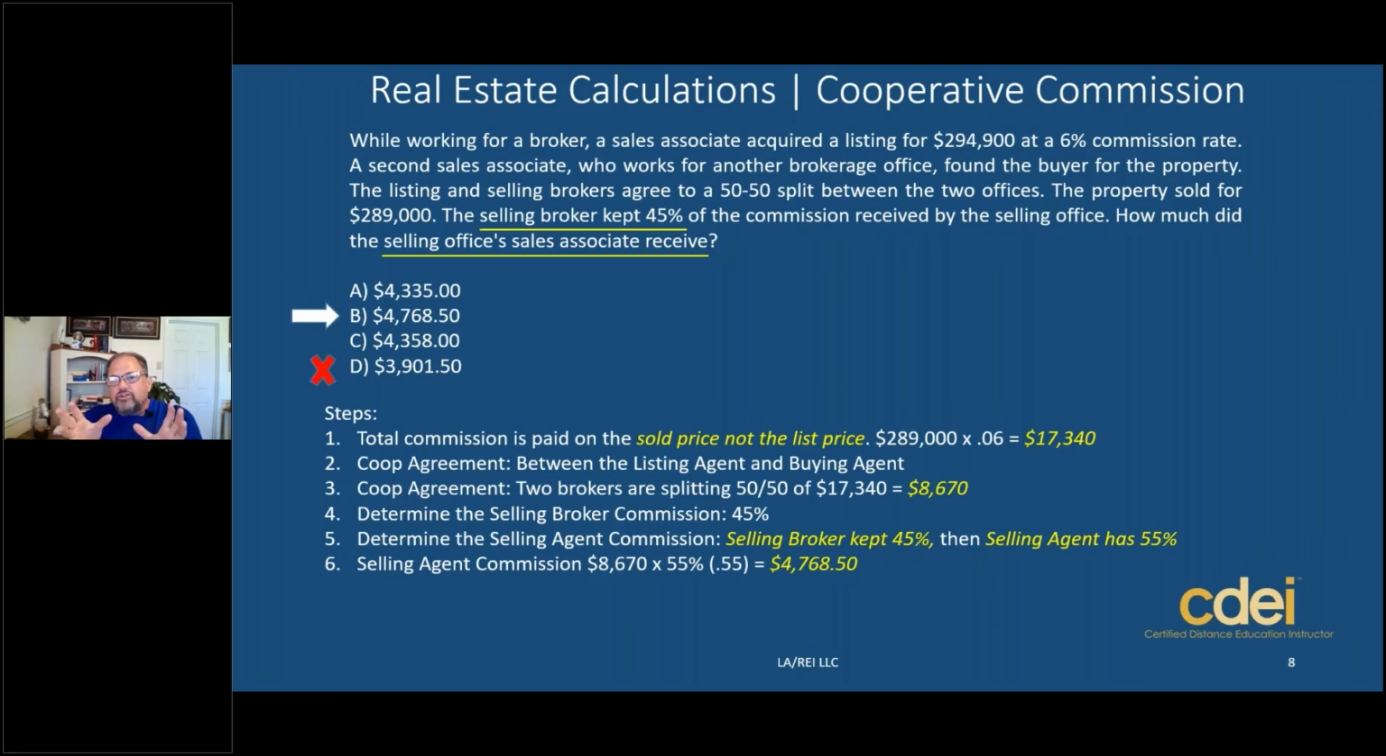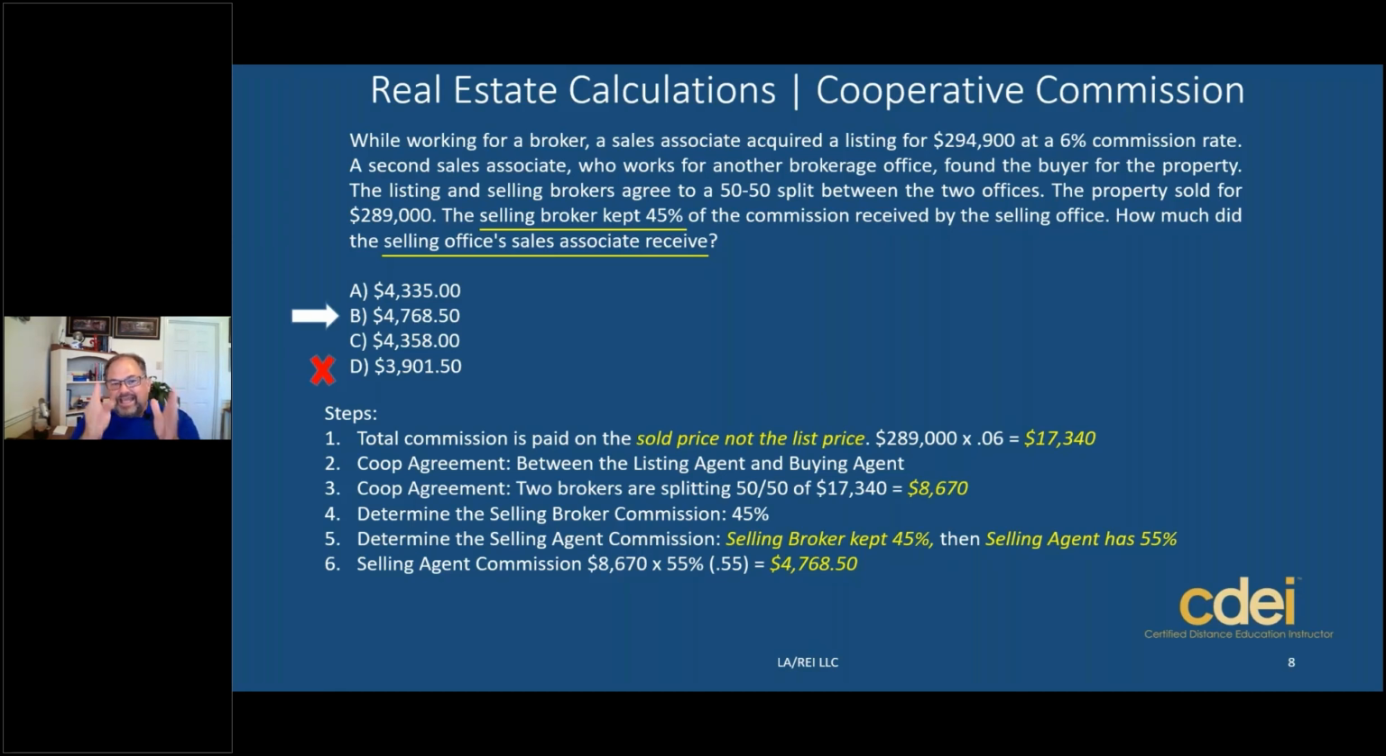But what these test writers are going to do, pay attention to this, is put that the selling broker kept 45%. Well, there's a number there. And when you do real estate calculations, you're always associating with numbers. So you don't process the question by calculating an additional number, which is 55%, for what the sales associate received. I'm telling you, over the years, in one-on-one sessions with students, 45% is what they use because the number is right there.